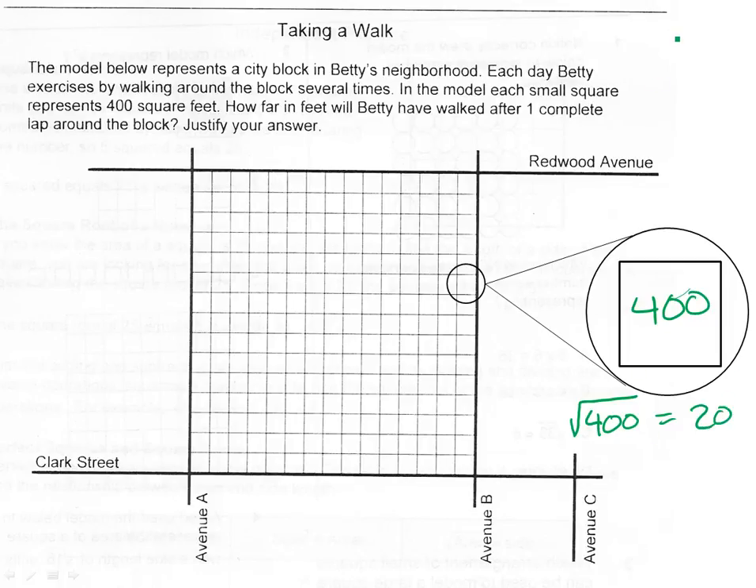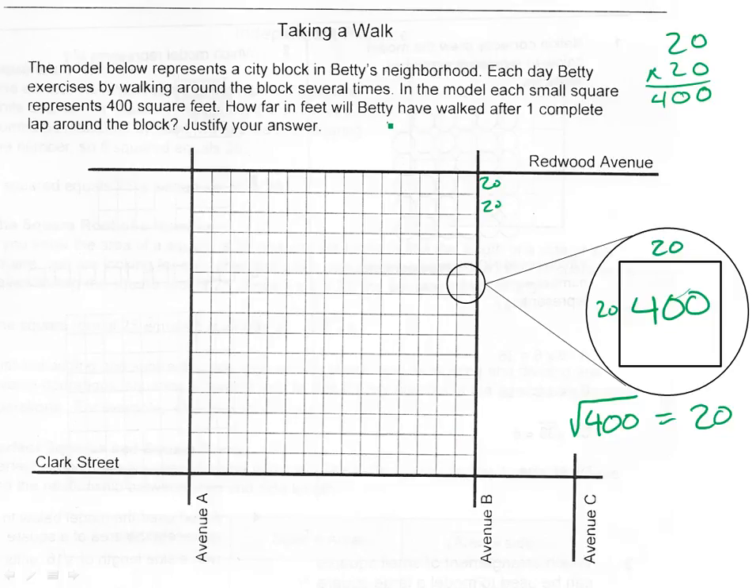Let's just double check that. 20 times 20 is 400. So that's correct. So now that doesn't answer the question though. That just tells us each of these small squares has a side length of 20. So if each of these have a side length of 20, we can figure out how long this square block is. She needs to walk one complete lap around the block.